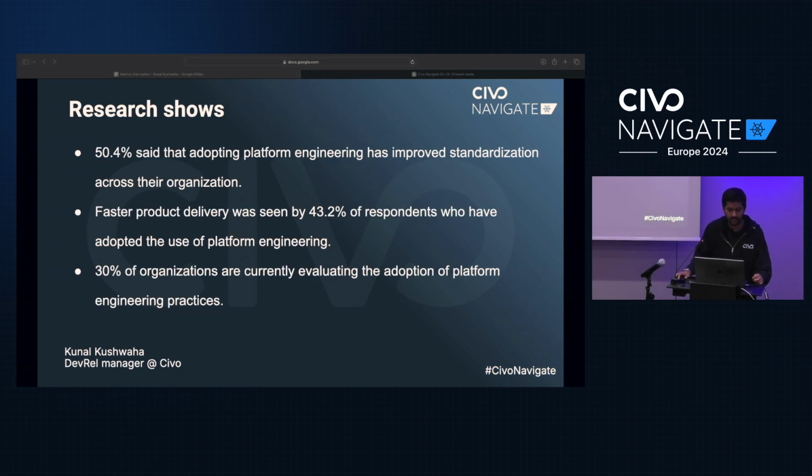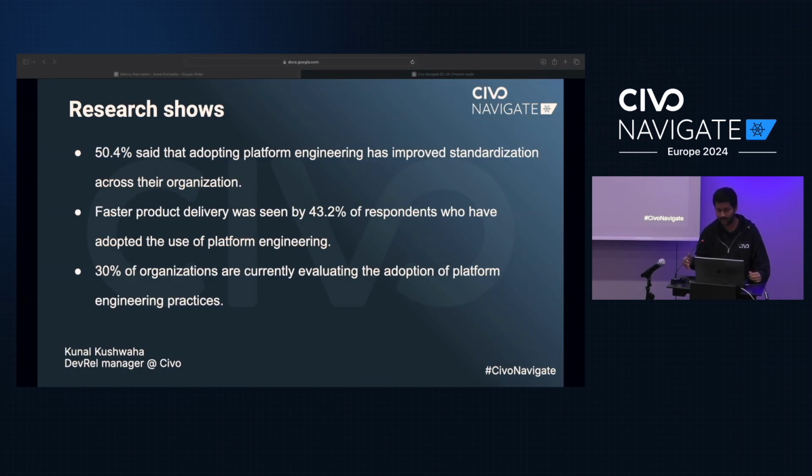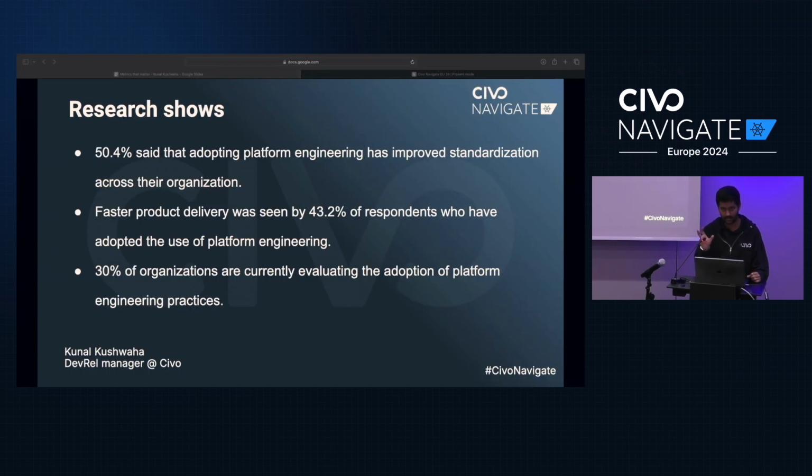So around 50% of the folks in the survey responded that adopting platform engineering has improved standardization across their organization. Faster product delivery was seen by around 40% of the folks who said that they have adopted platform engineering. And a third of the respondents said that they are currently evaluating the adoption of platform engineering practices. Along with this, 65% of the respondents in our survey strongly agreed that platform engineering is the next evolution for DevOps. It's not just us.